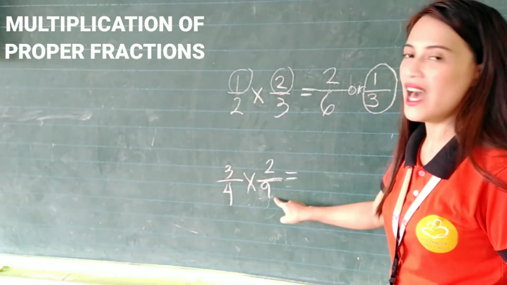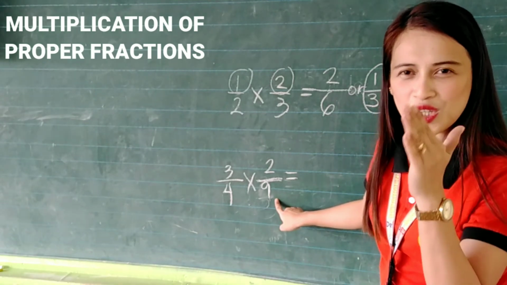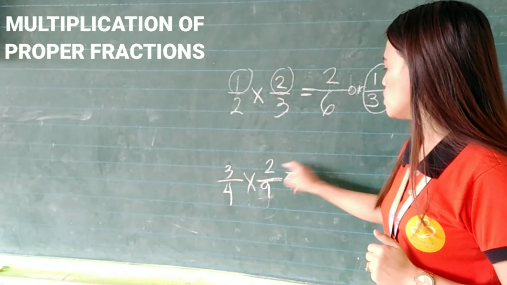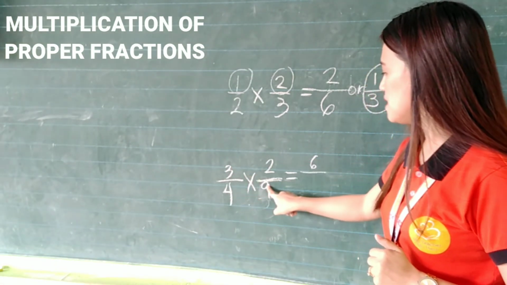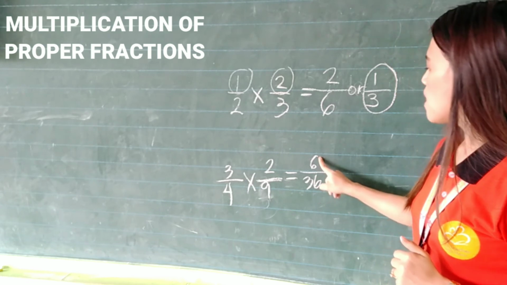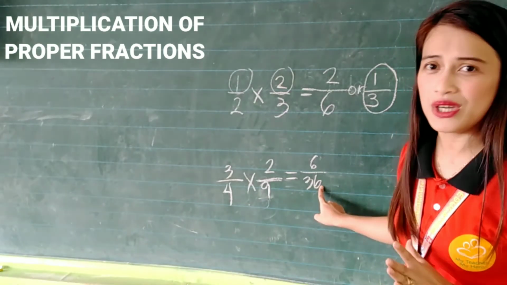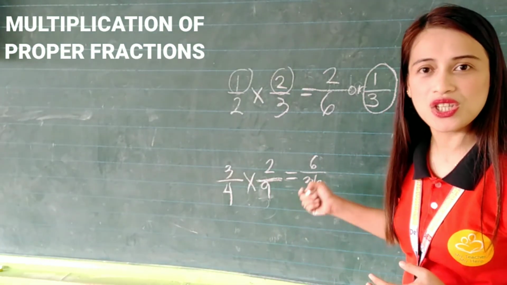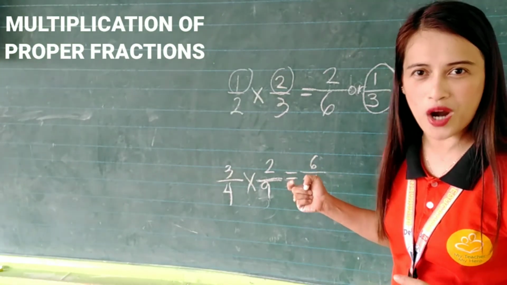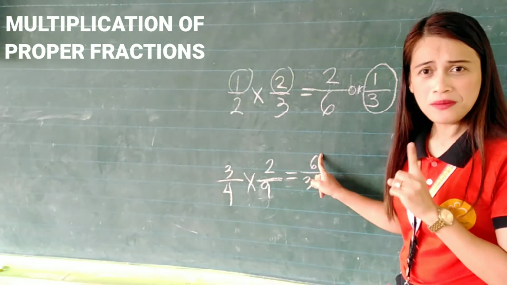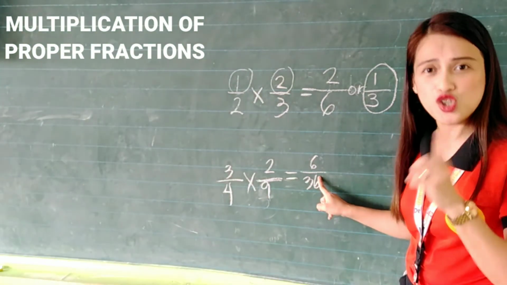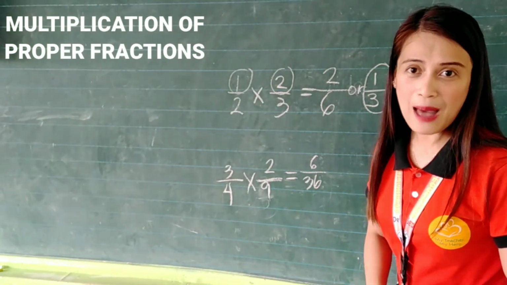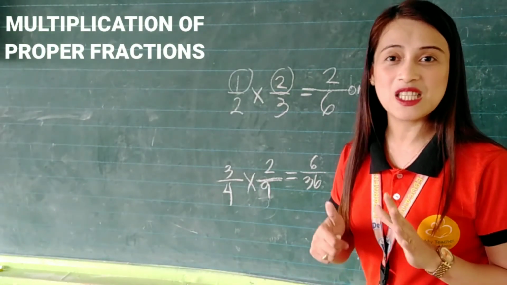So, let's have another example. 3/4 times 2/9. Multiply lang si numerator by numerator, denominator by denominator. So, 3 times 2, 6. 4 times 9, 36. 6/36. So, si 6 over 36, wala pa siya naka-lowest term. So, i-reduce natin siya into its lowest term or simplest form. Pwede natin siya ma-divide by 2 because both numbers are divisible by 2. Pwede po by 3, pwede po siya by 6. So, diretso na lang tayo by 6 para madali ang answer.